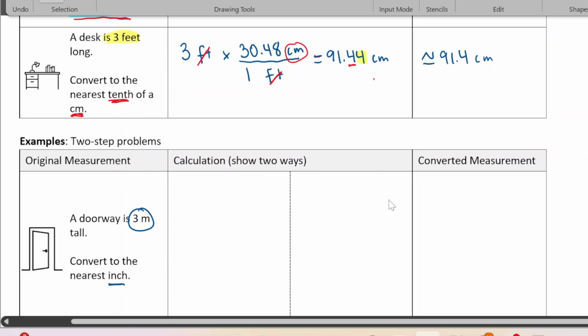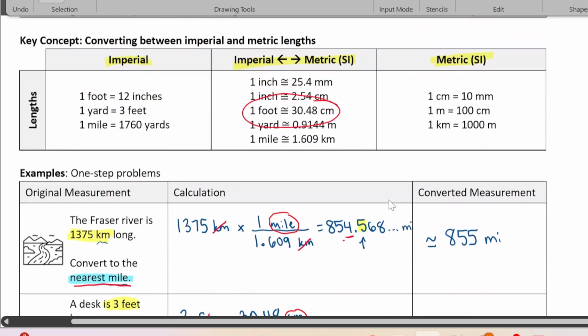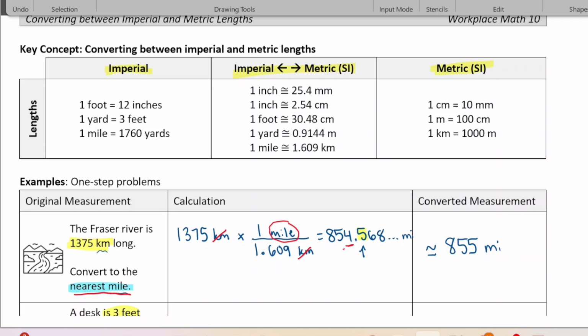Okay, so let's go to our conversion chart. And if I want to get meters to inches, notice the only thing I can convert to in meters is yards. So I can go meters to yards and then yards to inches.